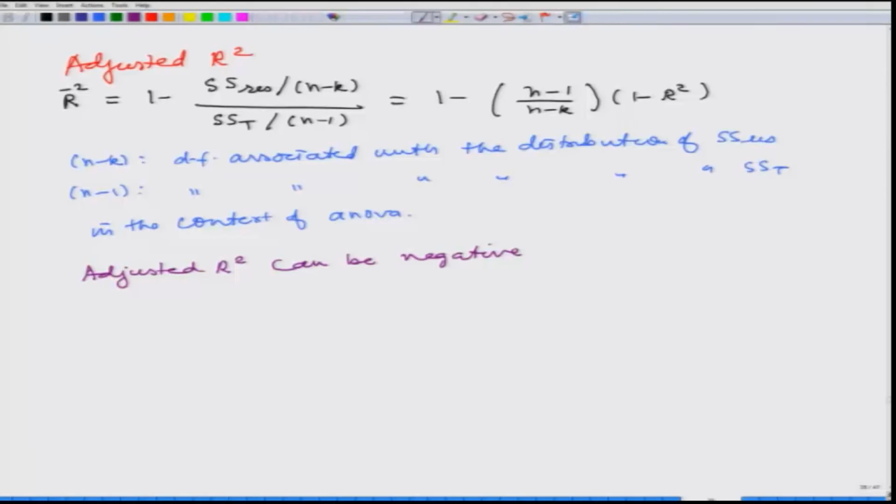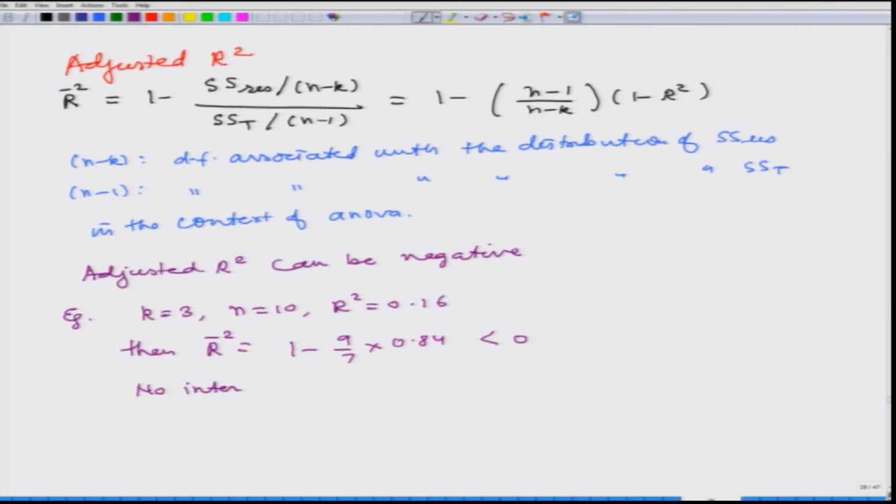For example, to illustrate this limitation, let me take a hypothetical example that k is equal to 3, n is equal to 10 and R square is equal to 0.16, and then R bar square will be 1 minus 9 over 7 into 0.84, and this value turns out to be less than 0. So, obviously, you can see here that R bar square has no interpretation.